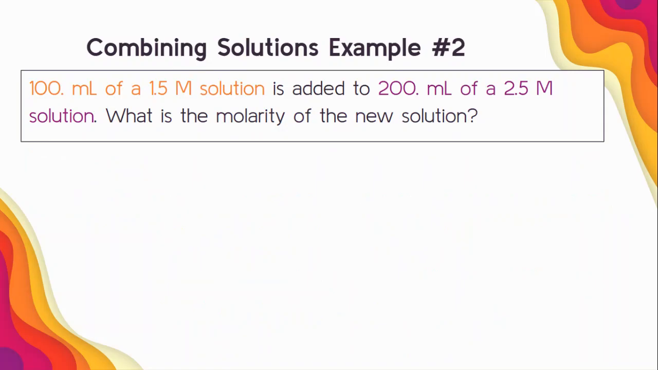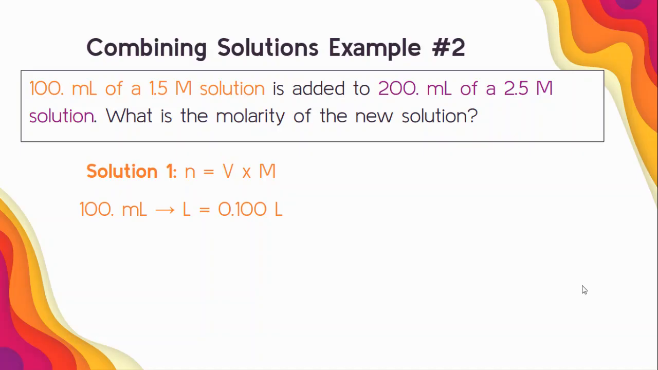For example 2, we have 100 milliliters of a 1.5 molar solution added to 200 milliliters of a 2.5 molar solution, and we want to know the molarity of our new one. So again, for solution 1 and 2, we need 2 numbers, the number of moles of solute and the volume of solution. We have the volume, we need to find moles, so we're going to go through the same process we just went through.